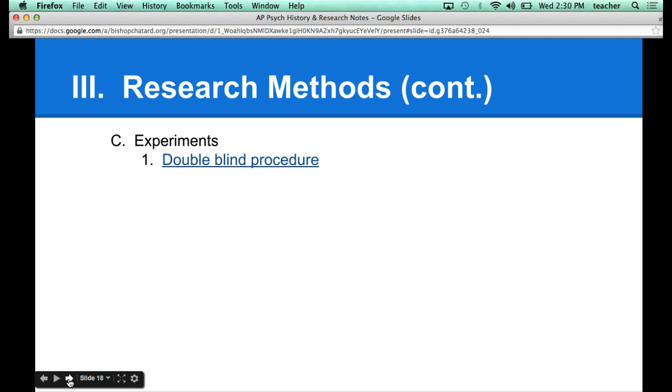Okay, so first off, double blind. Okay, double blind procedure. The guy yesterday in the video kind of mentioned a double blind. Does anybody remember what a double blind actually is? What do you think?